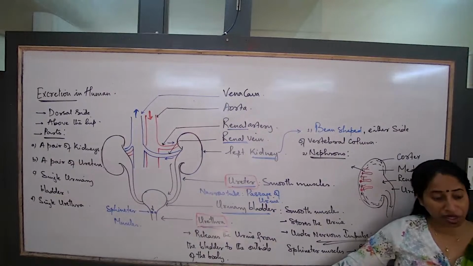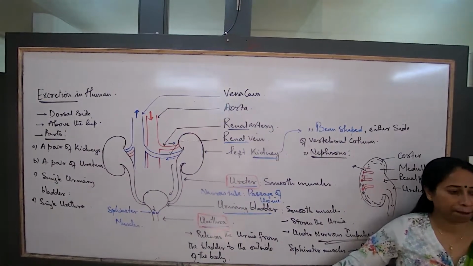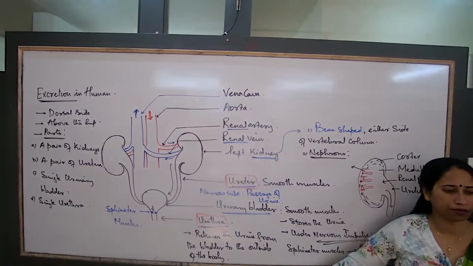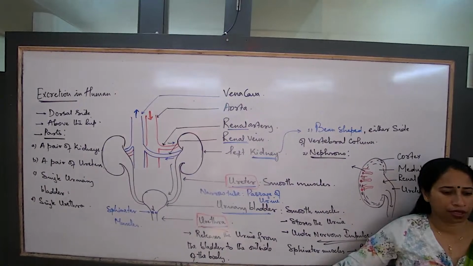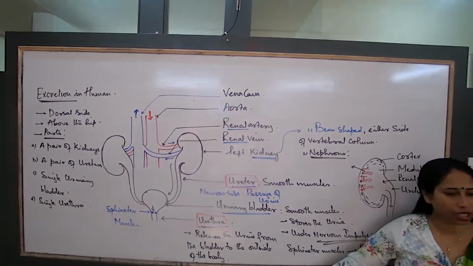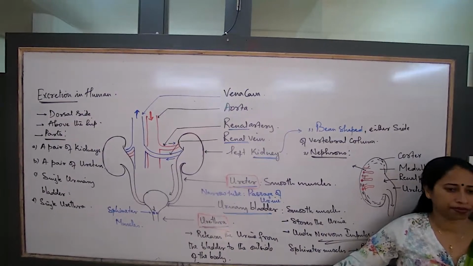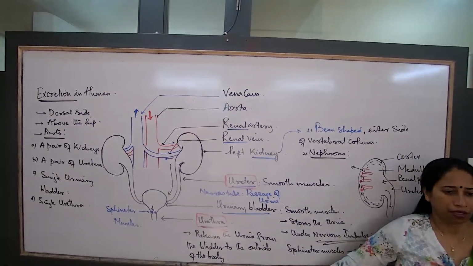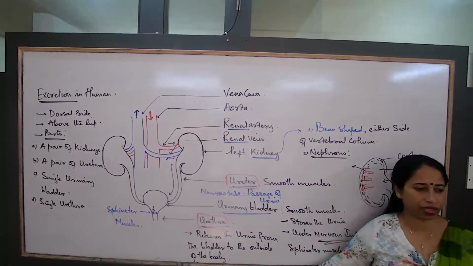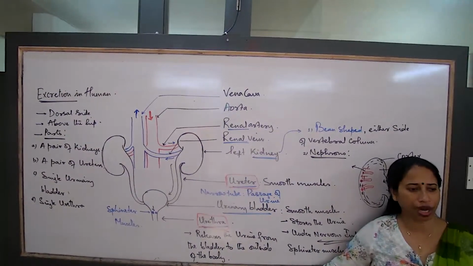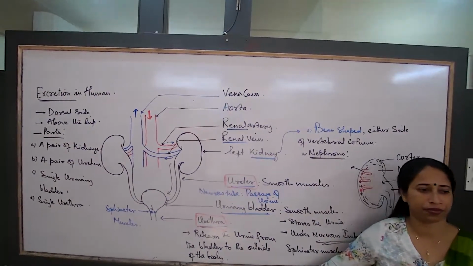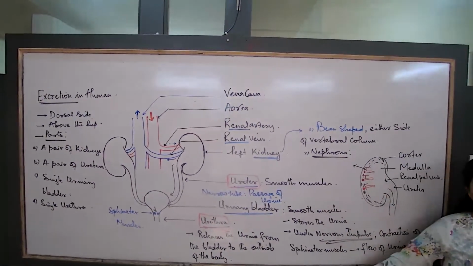Second, now the function. Ureter carries urine from the kidney to the bladder. And urethra releases the urine out of the body.